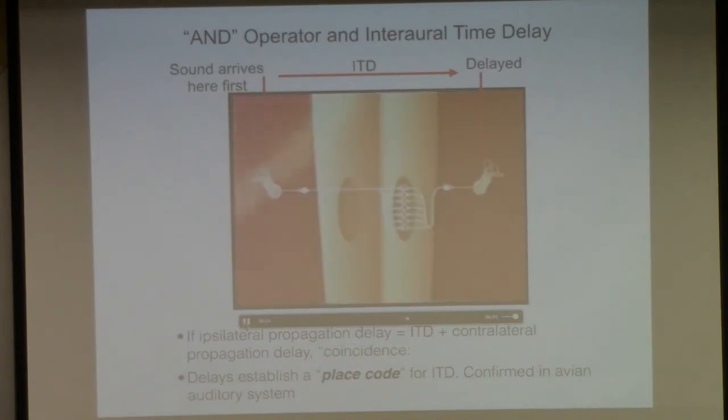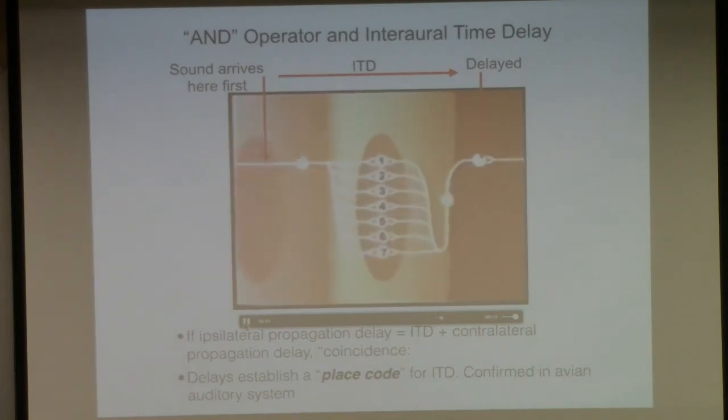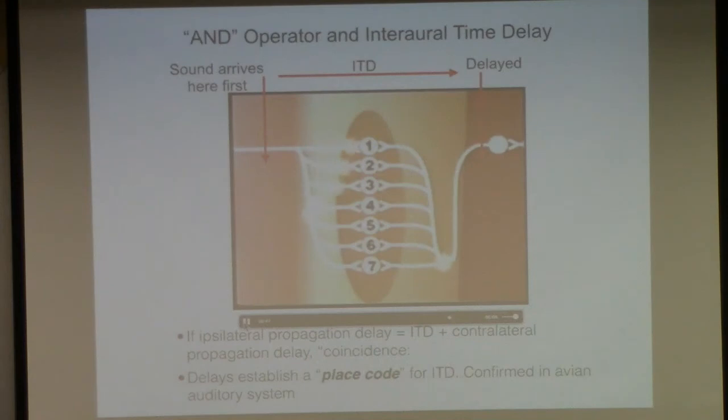Now keep watching. Sound's coming from one side. And it takes longer to get to the other side. So we've introduced an interaural time delay. So now these action potentials are going to arrive with different delays, and they're going to travel along these paths with different delays, and so the neuron that fires encodes that interaural time delay. It was neuron number 6, I think. So this is called the time delay hypothesis.